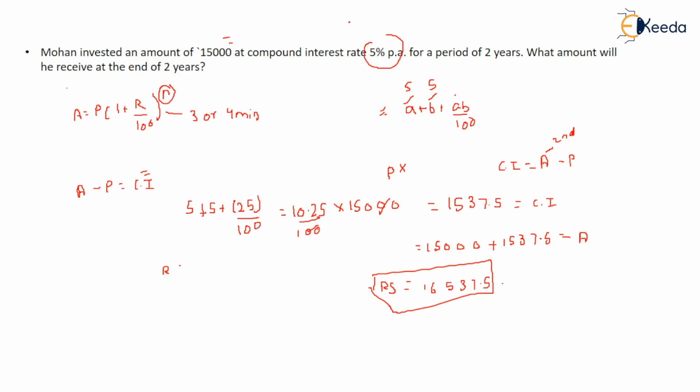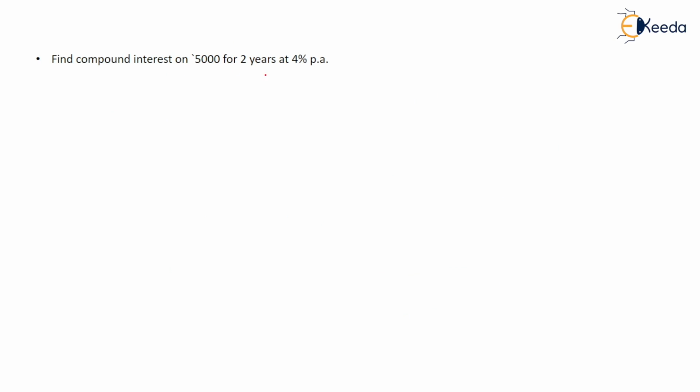Okay, next question. Find compound interest on 5,000 for 2 years at 4% rate of interest. So 4% rate of interest for 2 years, that means 4% for the first year, 4% for the second year, and ab by 100. Okay. So after solving this, 4 + 4 + 4 into 4 is 16 upon 100. This comes out to be 8.16, right? So you have to find 8.16% of 5,000.